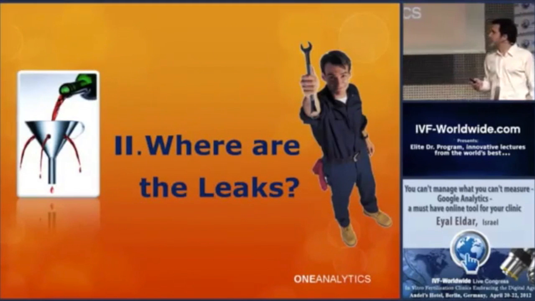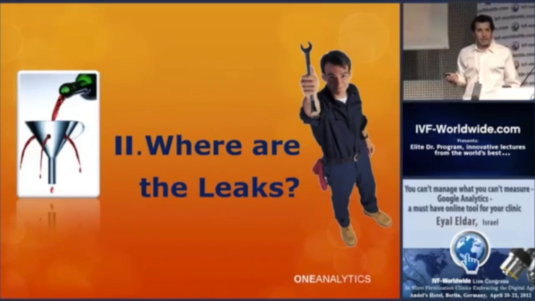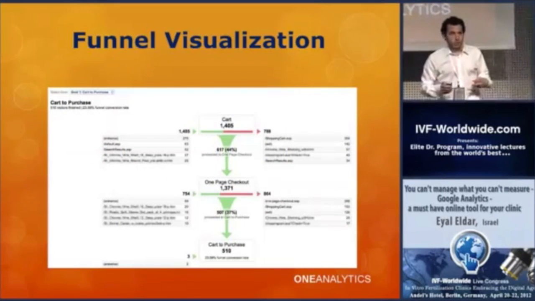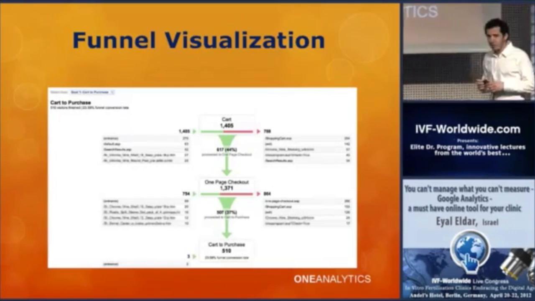Second question: where are the leaks? What are the weak links in our website, and how to improve them, how to fix it. So I'm going to show you two reports regarding this. The first one, this is a very important report. This is the funnel visualization report.